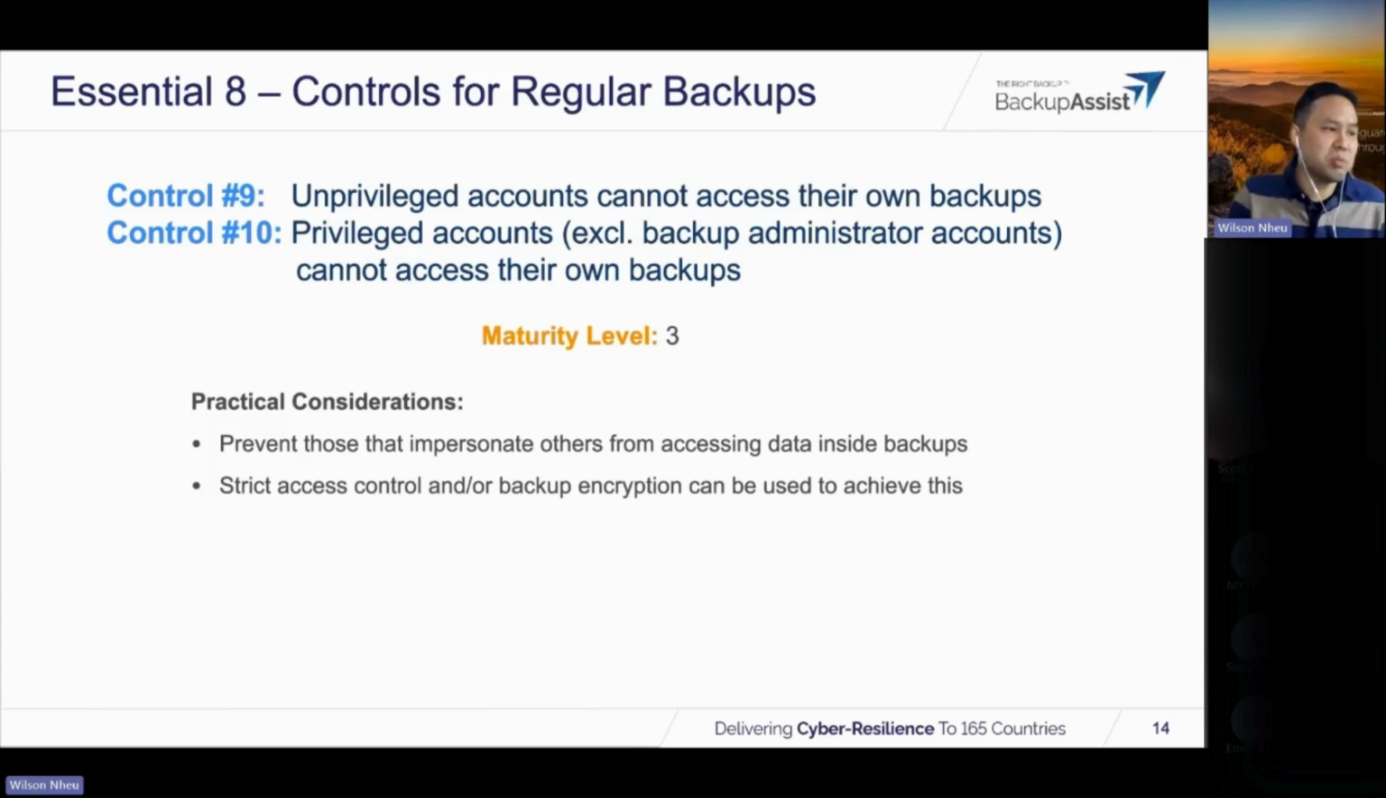You need really strict access controls, and backup encryption is a way to achieve this. Of course, you want to make sure that only the backup administrators have access to those encryption keys or decryption keys.